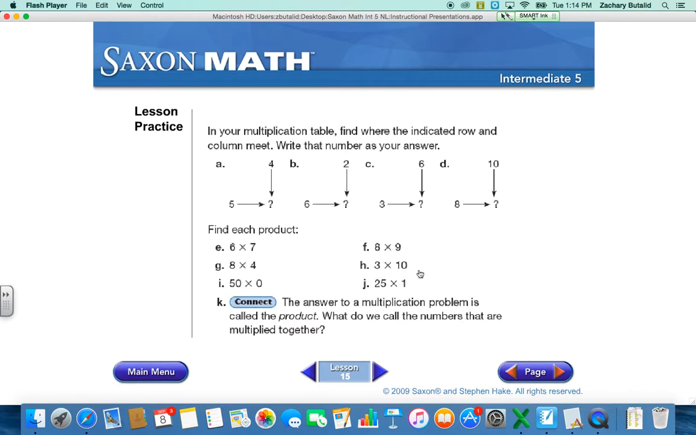It's pretty simple. The only ones that you might have trouble on are I and J. But remember, for I, you're going to use the zero property of multiplication. And then for J, you're going to be using the identity property. And then for K, it says the answer to a multiplication problem is called a product. What do we call the numbers that are multiplied together? I covered that, remember. If you need to go back and figure out what that is, it's one of your definitions. And that's the answer to letter K.